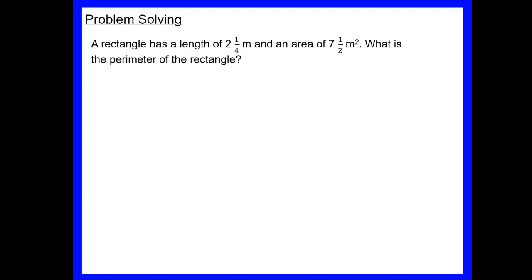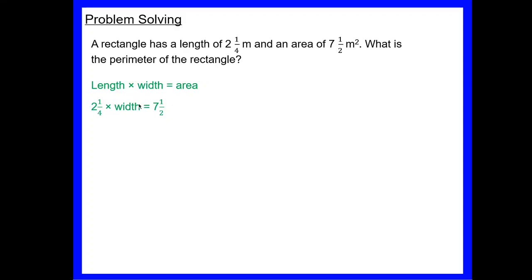So we're told then a rectangle has a length of 2¼ meters and an area of 7½ square meters, and we want to know the perimeter of the rectangle. Okay, so remember the area of a rectangle is the length times width. We know the length, we know the area, so we're going to need to find out the width first. So substitute in our values. So our length was 2¼ times the width, which we don't know yet, is equal to 7½.